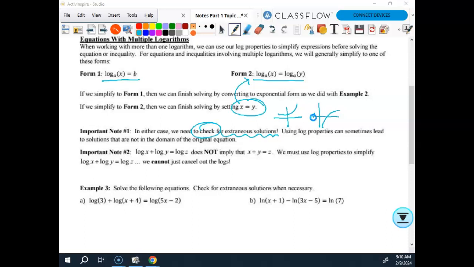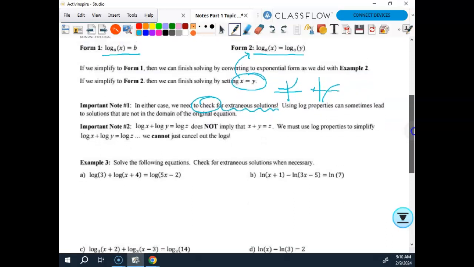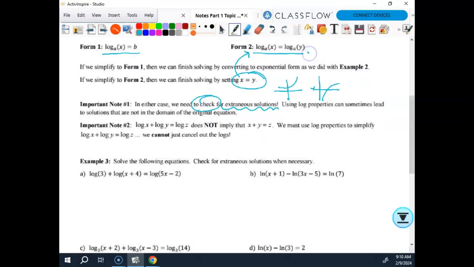The second one is that, so we did say that if this happens, then x equals y. But if you have something like log of x plus log of y equals log of z, that does not imply that x plus y equals z. You cannot just cancel out the logs. Only if you just have one on each side with the same base. Okay. All right.